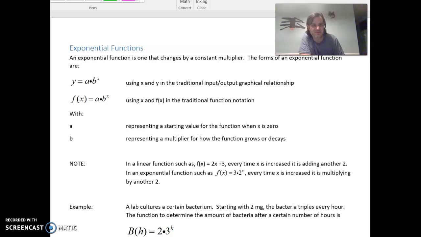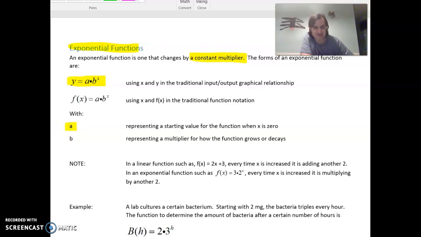We've talked about linear functions. An exponential function is one that changes by a constant multiplier. The forms of an exponential function are, so here's where we see the difference. I say constant multiplier, and you're kind of thinking linear already. Okay, but y equals a times b raised to the x. So now we see the exponential name show up, a times b to the x. Or f of x equals a times b to the x, but x there is the input.